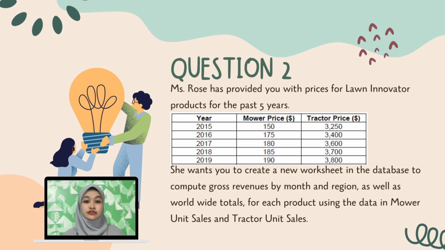Question 2 is, Miss Rose has provided you with prices for Lawn Innovator products for the past 5 years. As we can see, there is a table covering 5 years, from 2015 until 2019, and it also includes mower price and tractor price. Miss Rose wants you to create a new worksheet in the database to compute gross revenue by month and region, as well as worldwide totals for each product using the data in mower unit sales and tractor unit sales.